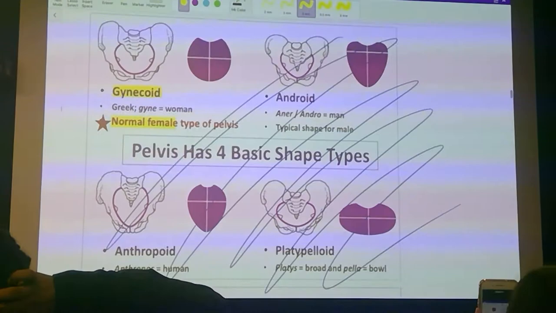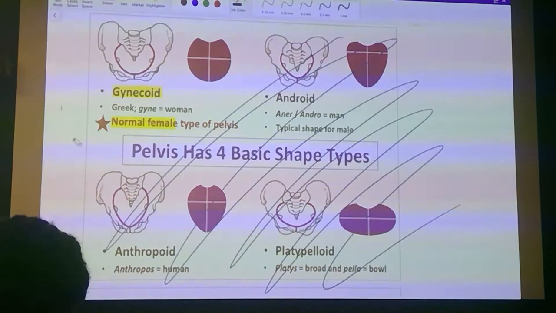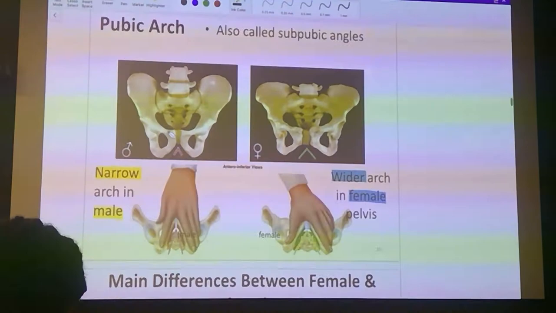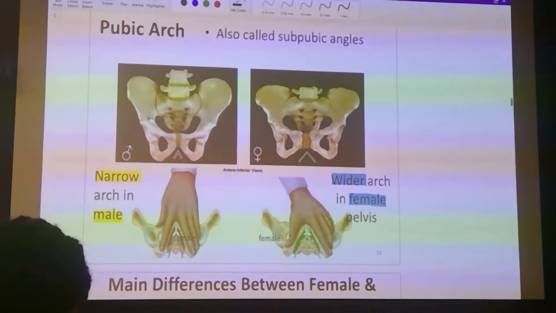But did she talk about gynecoid pelvis? I just thought that gynecoid pelvis is the normal pelvis in the female. Did she talk about the pubic arch? Yeah, okay, so it makes sense. Males have a narrow pubic arch, females have a wider pubic arch, and it's wider so that the baby can be born.